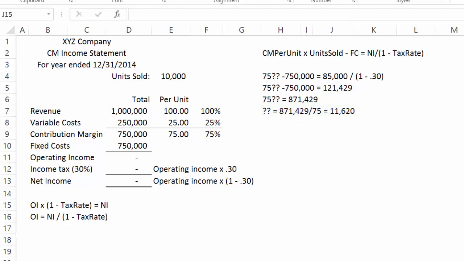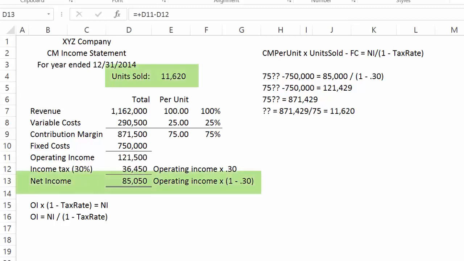We can go back to the income statement since we've got all of our formulas set up there and see how this works for us. When we put in that number, we end up with $85,050 of net income. Remember, that's a little high because we rounded the units sold up to the nearest whole number. If we wanted to know the revenue necessary to earn a net income of $85,050, we could either put it into our statement like this, or we could just multiply by our revenue.